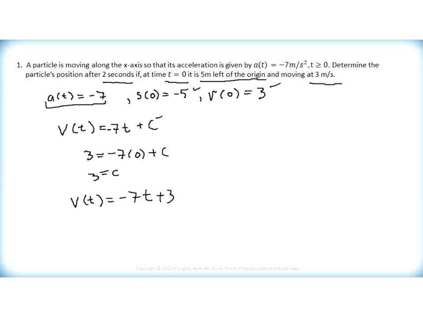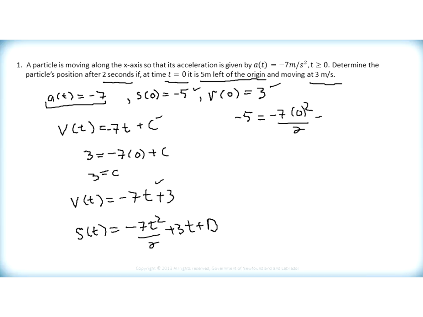So the next thing we have to do now is work out our acceleration, or sorry, position function, s. So s of t is going to be the antiderivative of this. So that's -7t squared on 2 plus 3t plus another arbitrary constant, we'll call it d for this one. Okay, so they tell us that s of 0 is -5, so that means -5 has to be equal to -7 times 0 squared over 2 plus 3 times 0 plus the last arbitrary constant we had, which was d. So -5 is going to be the value of d that we're after.